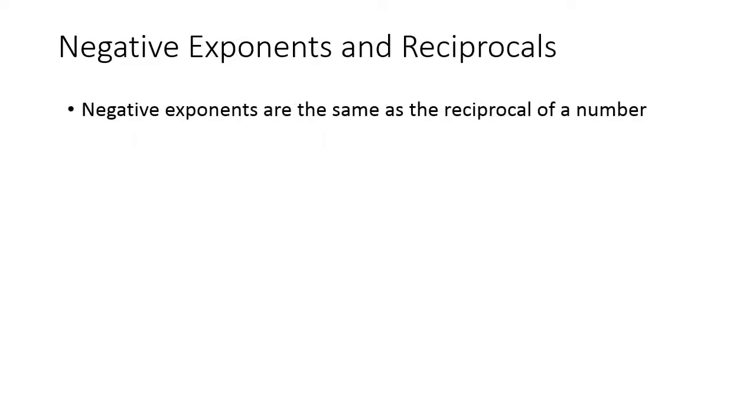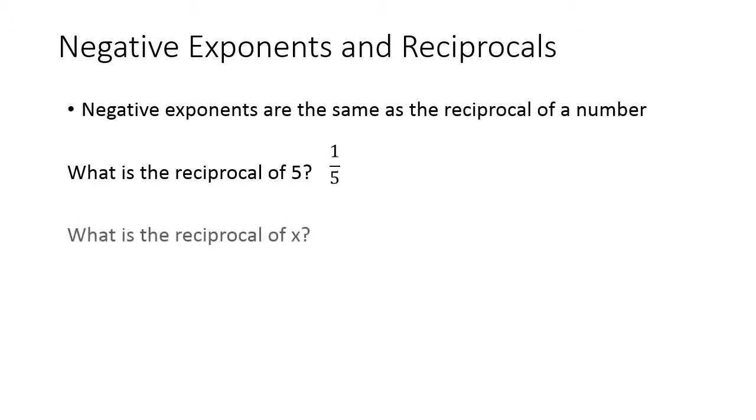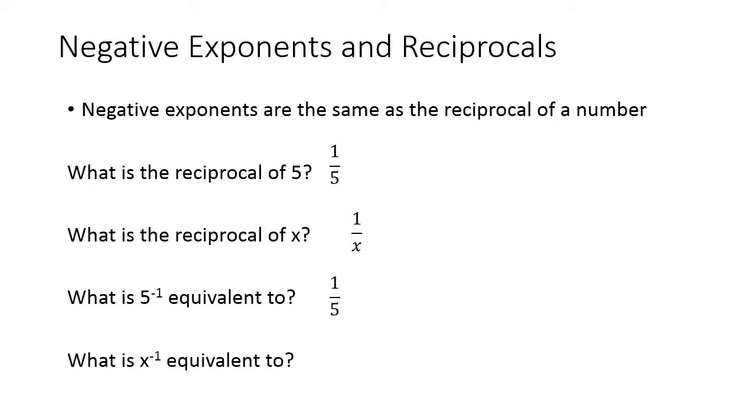Negative exponents are the same as the reciprocal of a number. So what do I mean by that? What is the reciprocal of 5? 1 over 5. What is the reciprocal of x? 1 over x. What is 5 to the negative 1 equivalent to? 1 over 5. What is x to the negative 1 equivalent to? 1 over x.